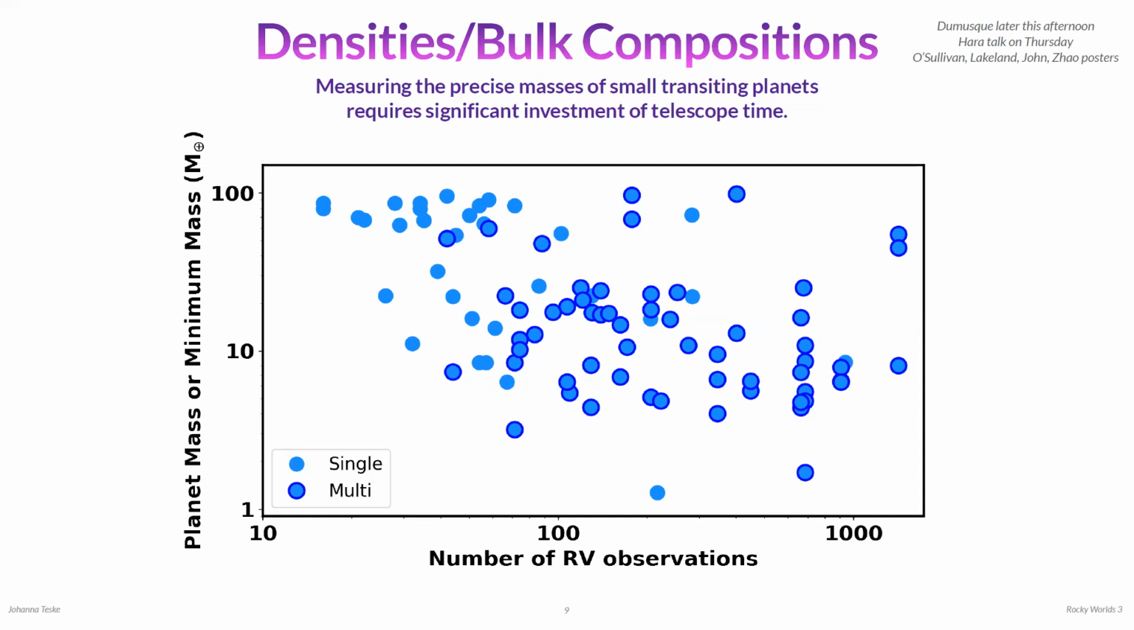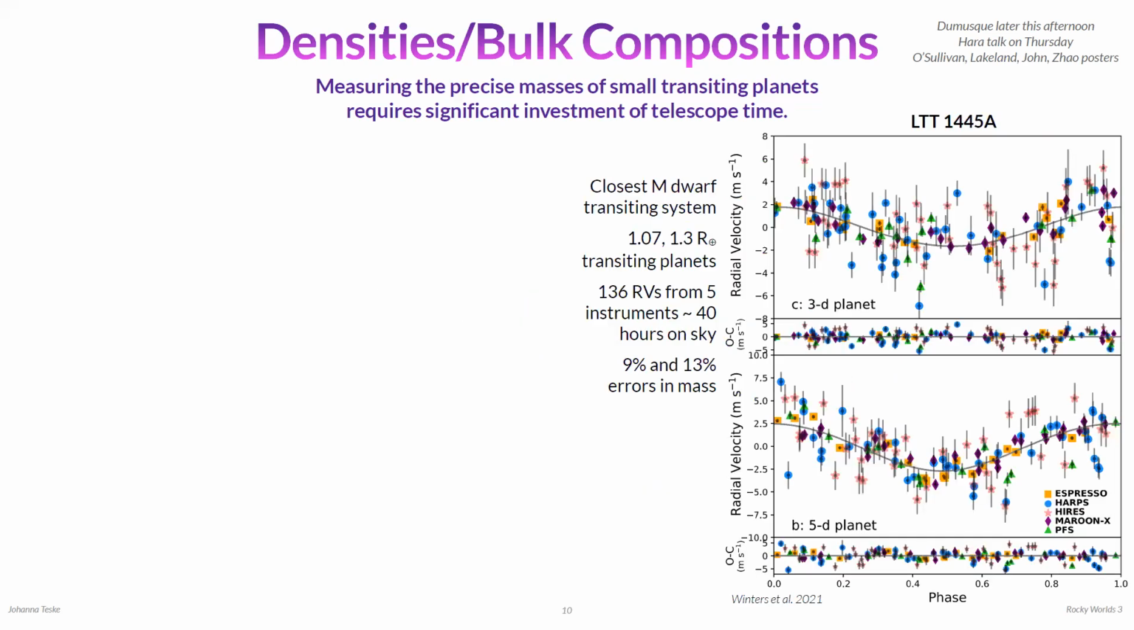Just illustrating this with a few specific examples, we have the closest M-dwarf transiting planet system, LTT 1445A. It has two small transiting planets. This required, for this publication by Winters, 136 RVs from 5 different RV instruments around the world, resulting in something like 40 hours on sky. That is on sky. That doesn't account for weather losses and all the nights that didn't work out. And that results in something like 10% errors in mass for these transiting planets where we know the period a priori. These are from TESS.